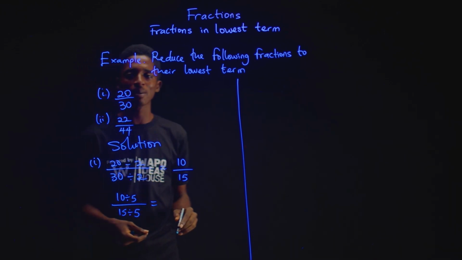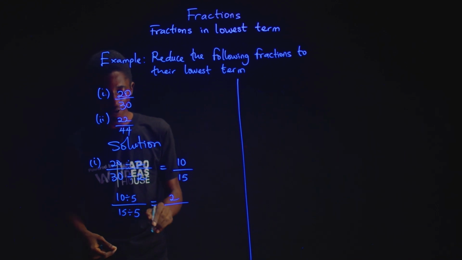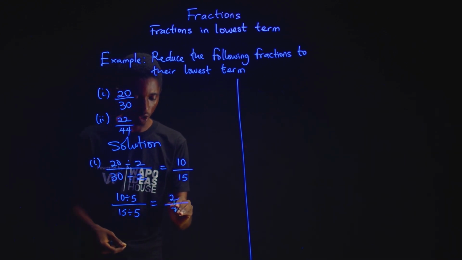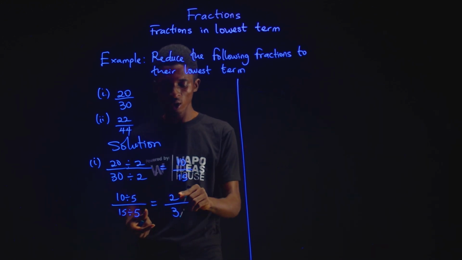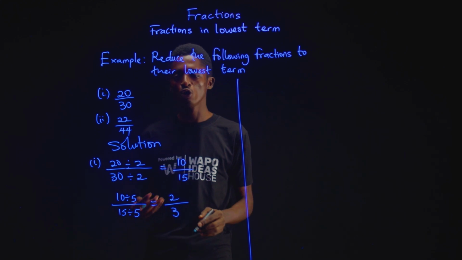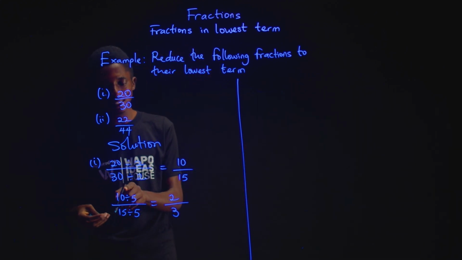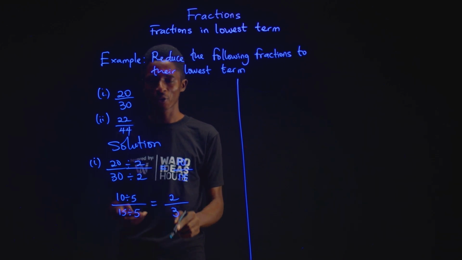And what is 10 divided by 5? That is 2. And then 15 divided by 5 would give us 3. Now at this point, there is no other factor that can divide both the numerator and the denominator. Therefore, the lowest form of this fraction, 20 over 30, is 2 over 3.